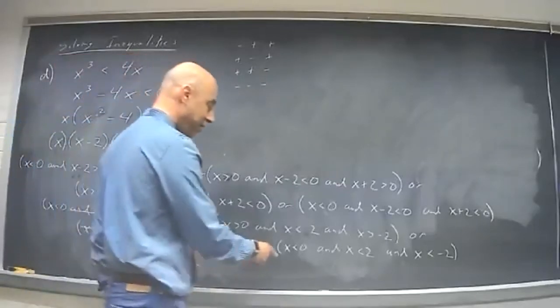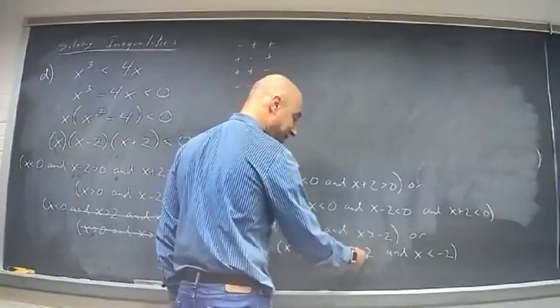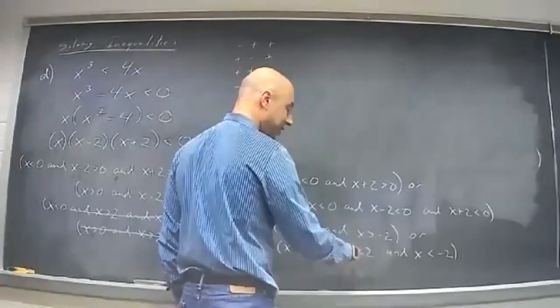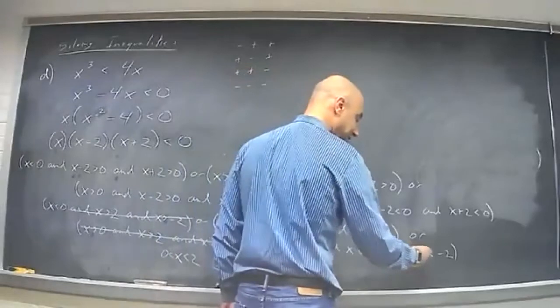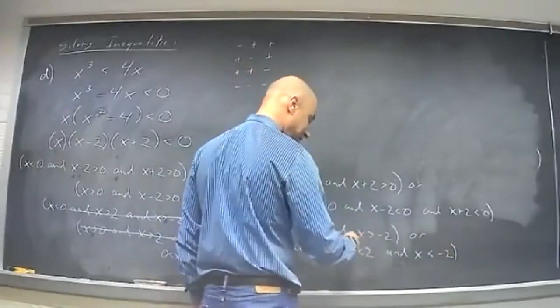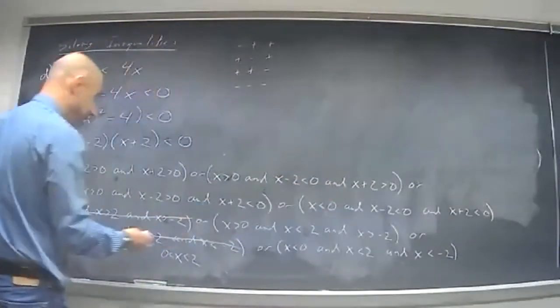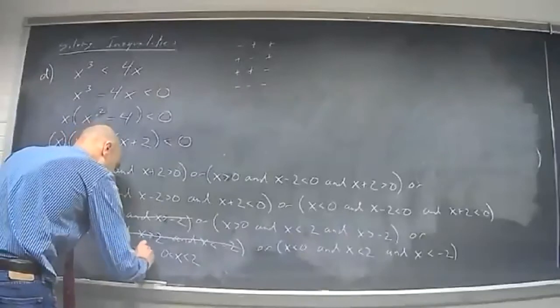And this last one, x is less than 0. Okay, it's a negative number, and it's less than -2. So I know more about it now. Not only is it less than 0, it's also less than 2, and it's also less than -2. So it's got to be less than all those numbers. It's got to be less than -2. So x is less than -2.